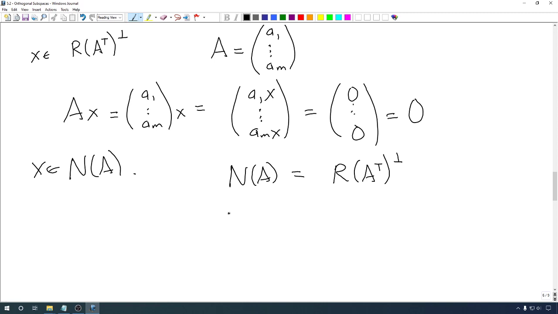Now the other part of the theorem is just saying that the null space of A transpose is the orthogonal complement of the column space. And really, all you have to do to prove that one is replace the A in our proof before with A transpose. We're just using a different matrix, but we're doing the exact same thing. But this does give us a way to find the orthogonal complement of the column space, just by looking at the null space of the transpose. We'll go ahead and use that fact a little bit later.